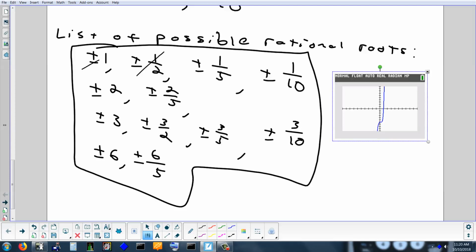No. I'm confused. Why would you get rid of the plus or minus 1? It crosses near plus 1. I'm going to check it out later, but I crossed out the minus. Oh, just the minus. Okay.